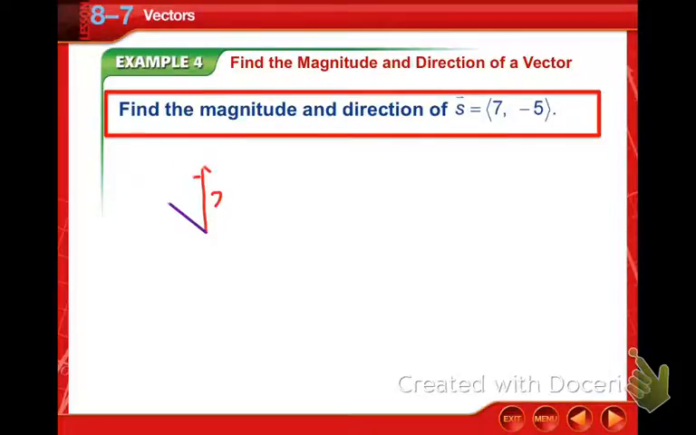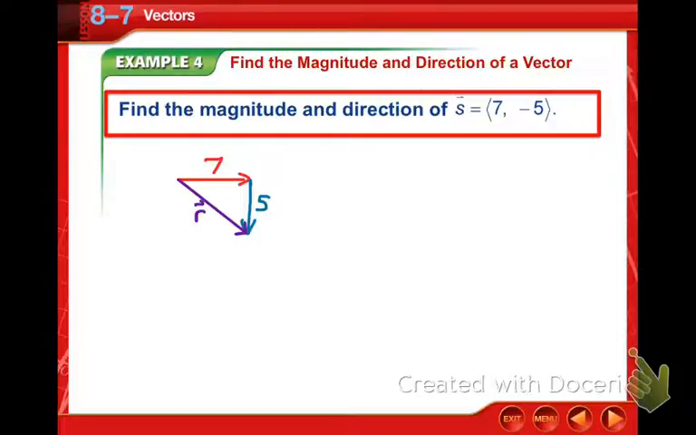Let me erase this. Sorry. I'm not going to redo the entire video just because I messed up. Let me redo that though. So 7 is our x. That means we're going to the right 7. And 5 is our y. It means we're going down 5. So there's our resultant, or what we actually have, right?